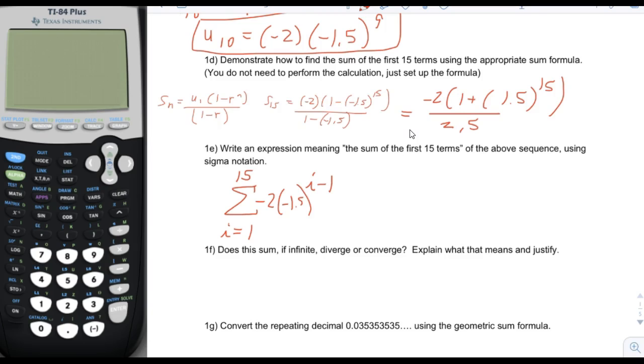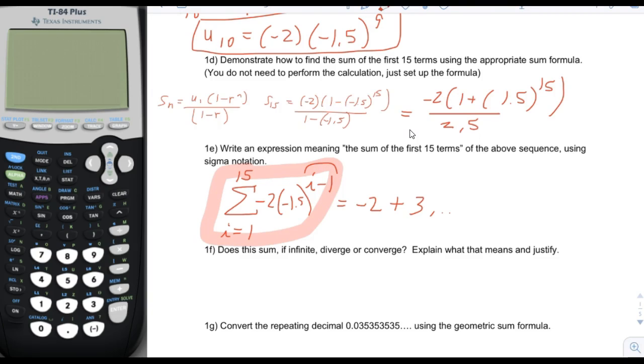Okay? So let's see if this works. The first term would be i equals 1, so if you put that in, you would get negative 1.5 to the 1 minus 1, which is negative 1.5 to 0, which is 1, so negative 2 would be the first term. And the second term would be i equals 2, so it would be 2 minus 1 here, which is 1. You'd have negative 2 times negative 1.5, which is equal to positive 3, and so on. So yeah, it looks like it works. Okay, so what you're going to write is this expression here.